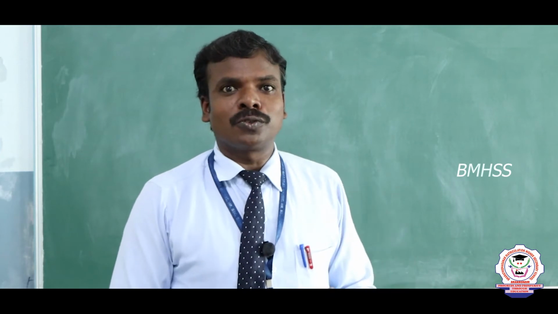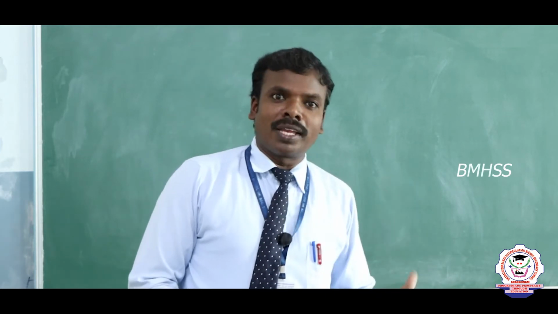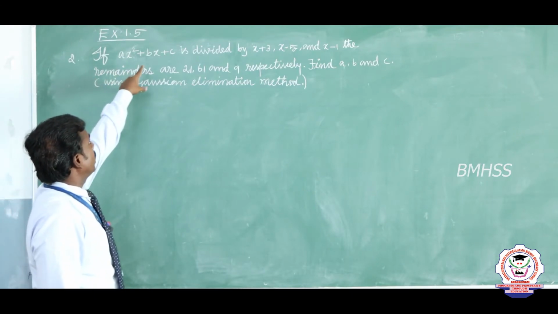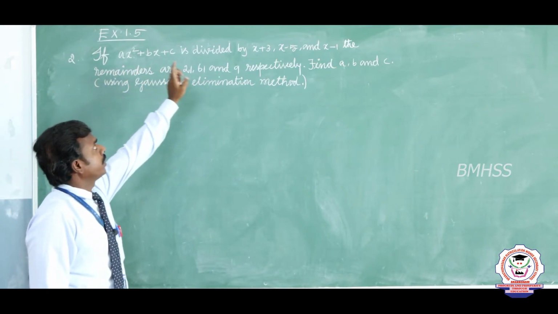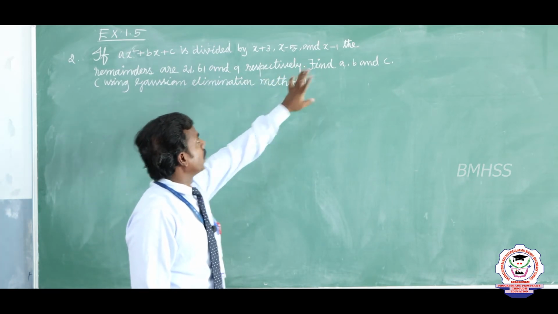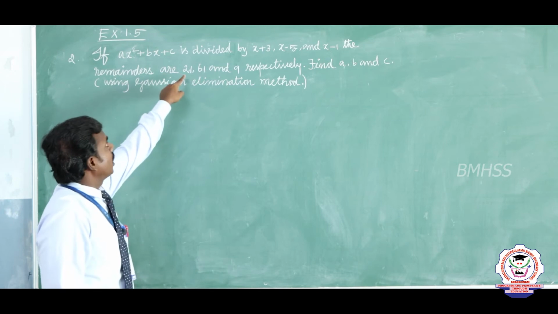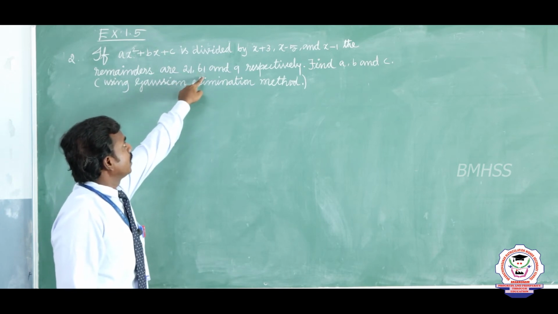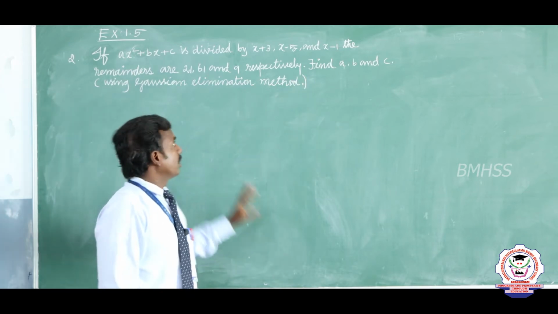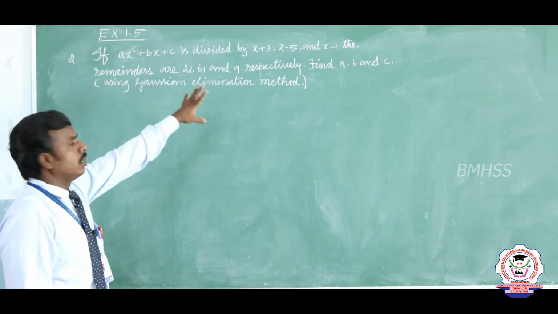Now I am going to continue 12th Mathematics, chapter number 1, exercise number 1.5. Question number 2: if ax square plus bx plus c is divided by x plus 3, x minus 5 and x minus 1, the remainders are 21, 61 and 9 respectively. Find a, b, c using Gaussian elimination method.